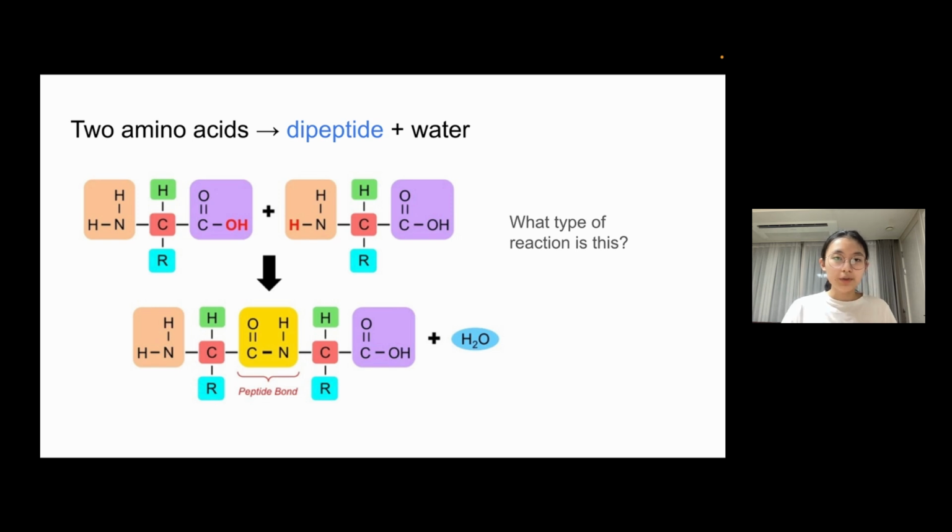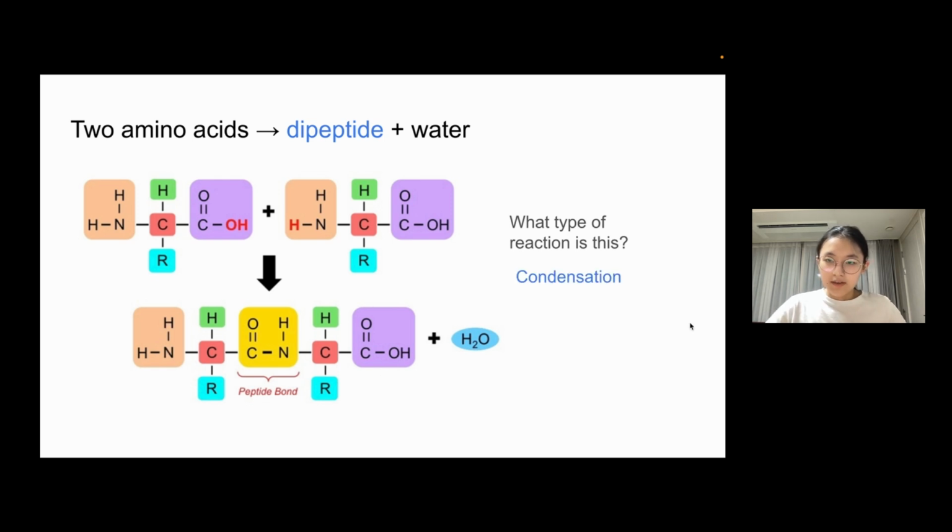Now, when we combine two amino acids together, we form what is a dipeptide, and we also produce water. That is because we undergo a condensation reaction, which forms a peptide bond between the two amino acids. What I mean by that is, in the carboxyl group, we remove the OH group, and then from the amine group of another amino acid, we remove the H. Therefore, we end up with a byproduct of water, H2O, and a peptide bond right here.